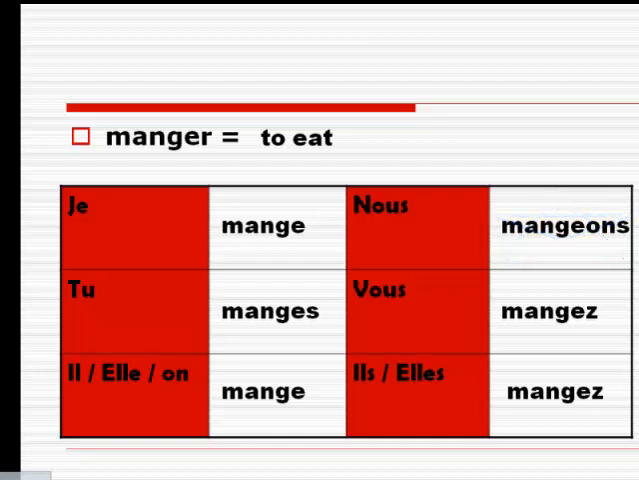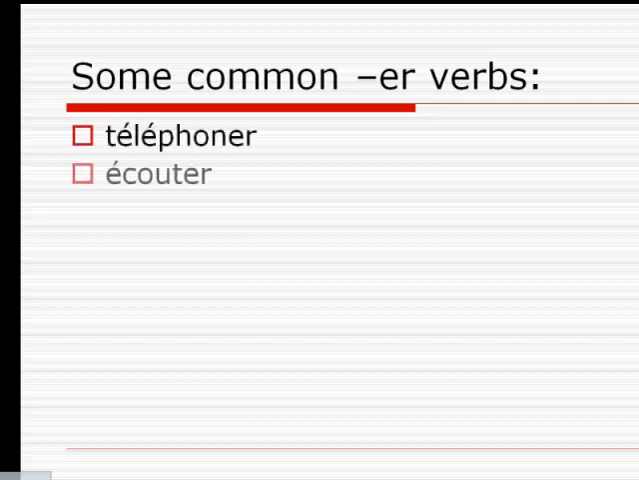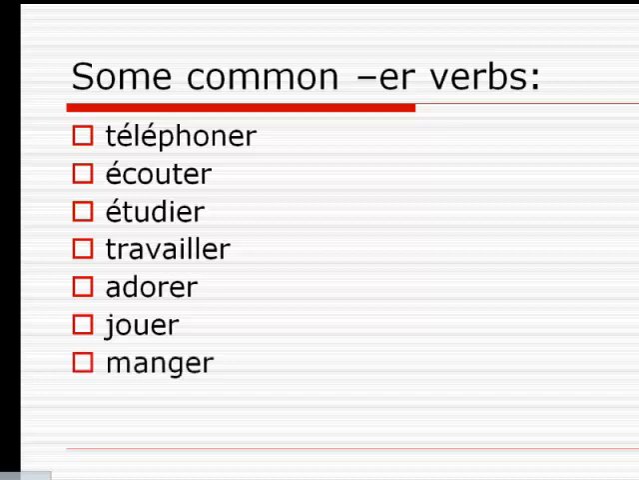Now, there are lots of ER verbs that we have learned and lots more that we will learn. But let's take a quick look at some of the ones that we learned last year and what they mean. We learned téléphoner, to call. We learned écouter, to listen to. Étudier, to study. Travailler, to work. Adorer, to love. Jouer, to play. Manger, to eat. Nager, to swim.